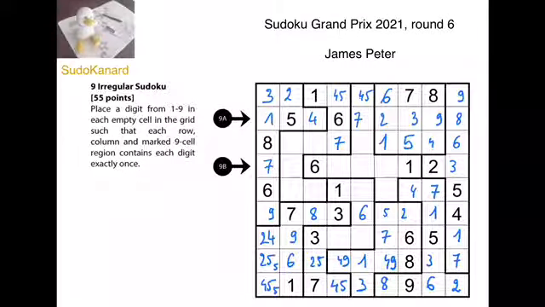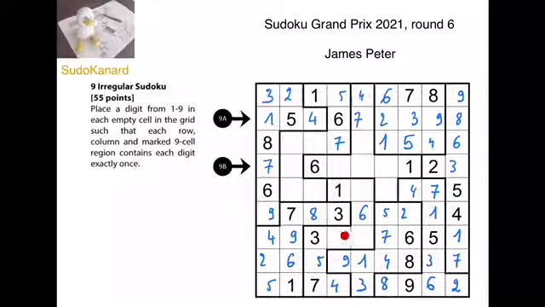And here we can see that 5 is not here, it's not here, it's not here, so 5 in this region can only be here. Implications, oh yes, that's it, that's a 2, that's a 4, that's a 5. We're getting there. This 4 has implications as well, and we are very close to completion.